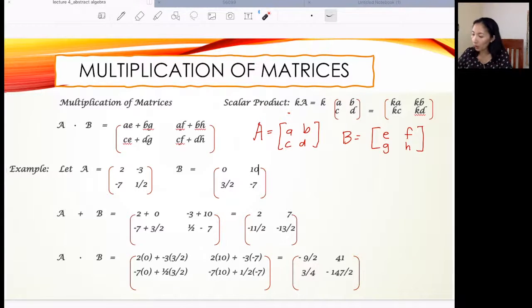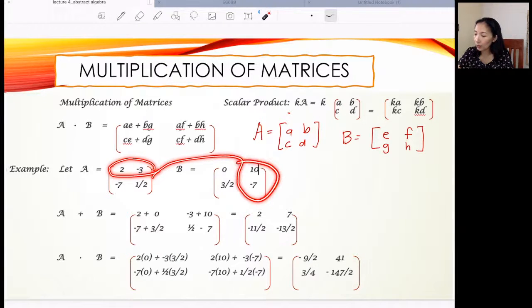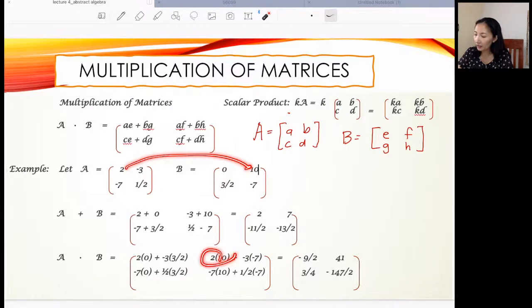Okay, first row multiplied to the first column. So you'll get 2 times 0 plus negative 3 times 3/2, correct. Next, first row, second column. 2 times 10, correct, plus negative 3 times negative 7.